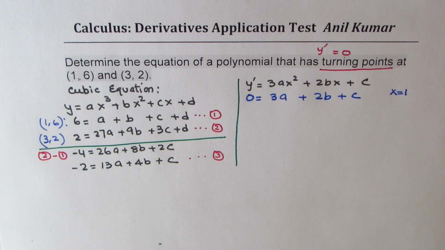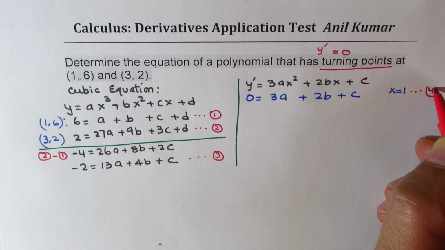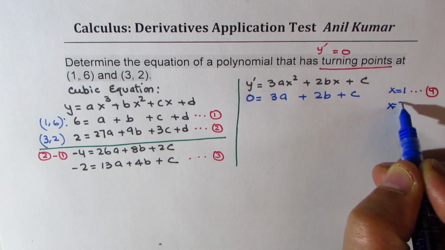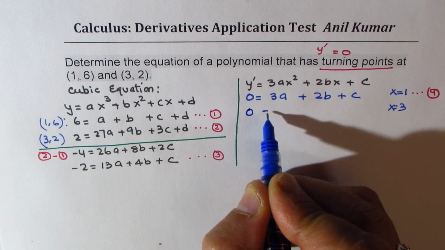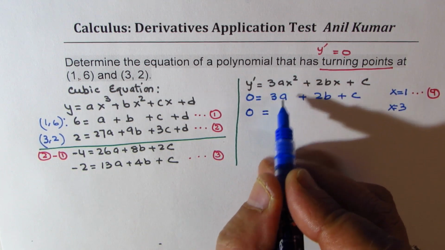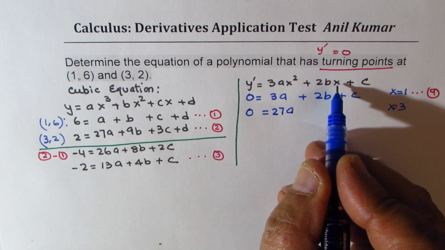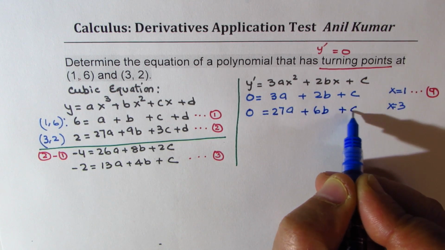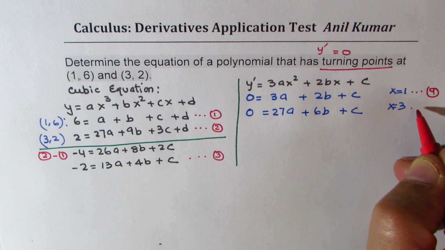Correct? Let's call this our equation number 4. Now, let us substitute x equals 3. That also will give us 0. So we get 0 equals 3 squared is 9, 9 times 3 is 27, so it is 27a, 3 times 2 is 6, 6b plus c. So that gives you equation number 5.